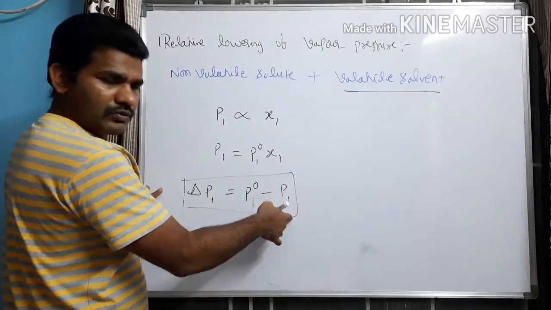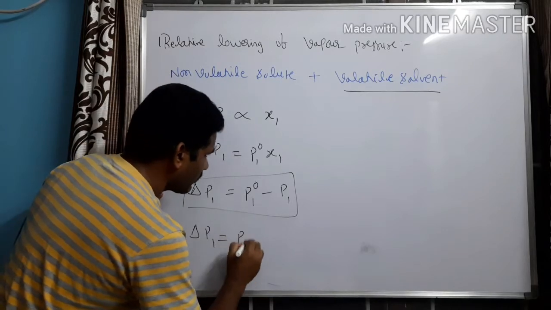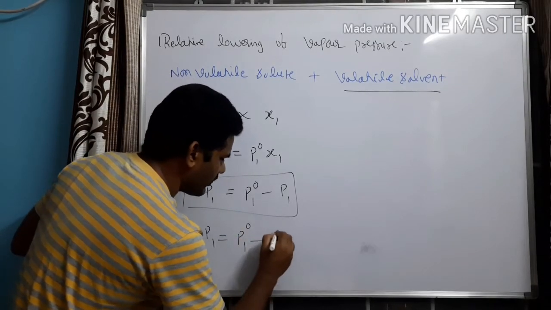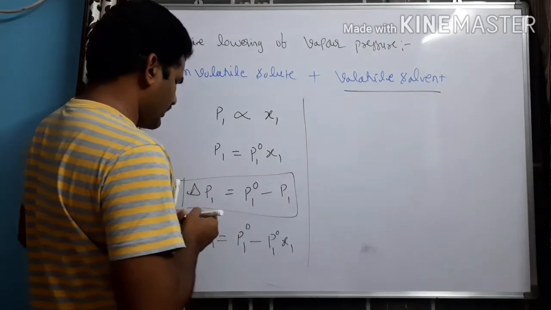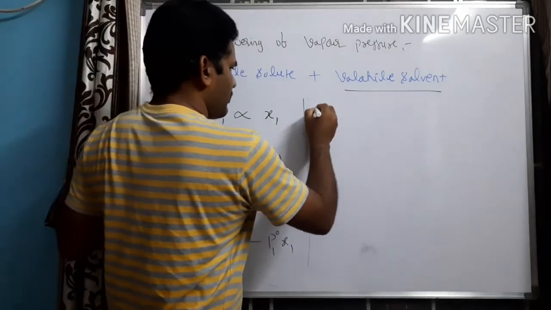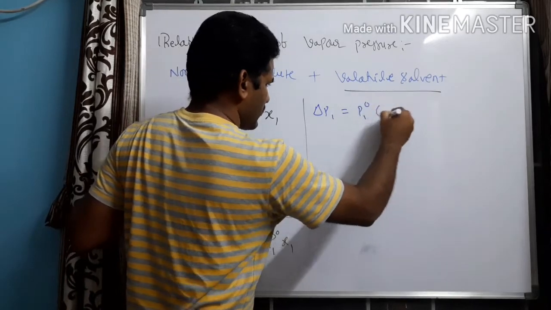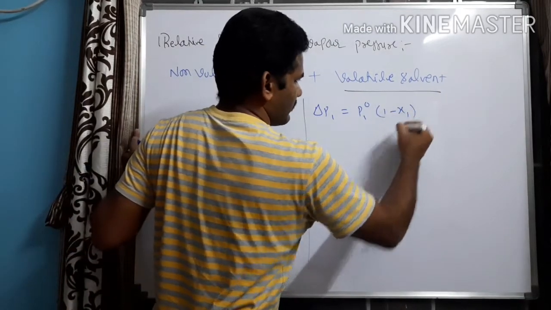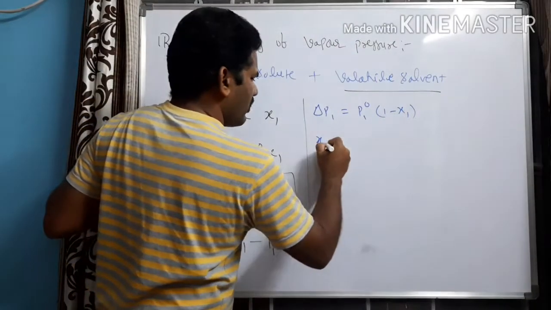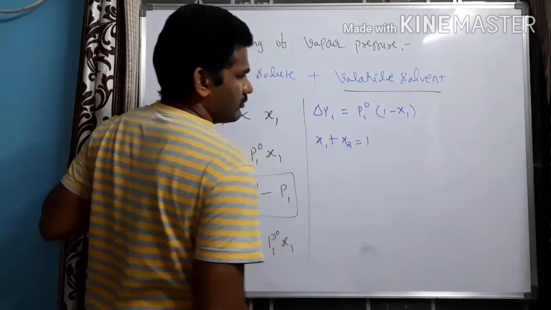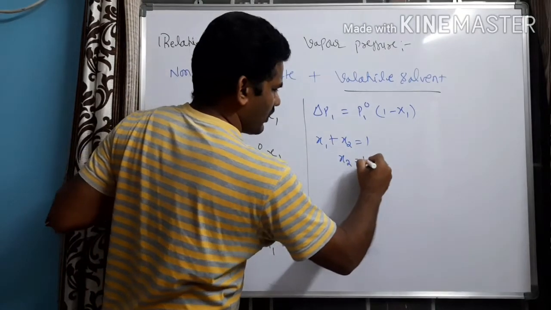Can I substitute here? After substituting, what can I write? Delta P1 is equal to P1 naught minus P1 naught into X1. Taking P1 naught common, delta P1 is equal to P1 naught into 1 minus X1. It is a binary solution, right? So the sum of mole fractions is always equal to 1. So instead of 1 minus X1, what can I write? X2, right? From this equation, X2 is equal to 1 minus X1.